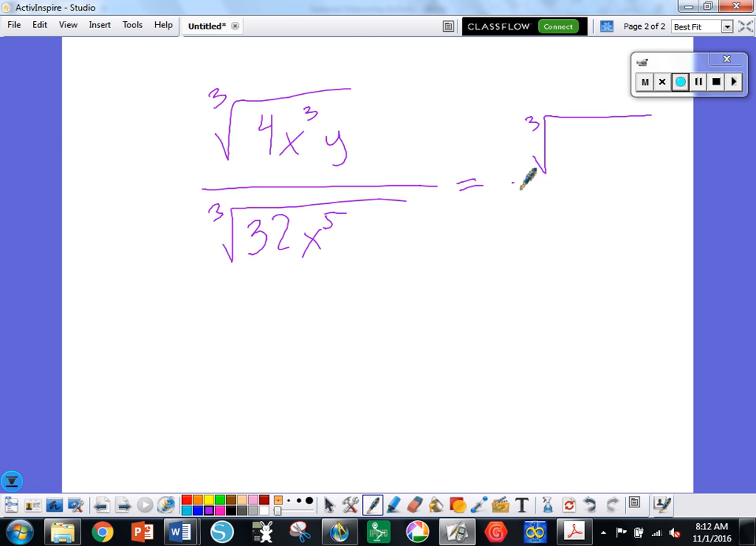So this becomes the cube root. 4 and 32 both share 4, so that's a 1 on top and an 8 down here now, correct? Everybody there with me? How about the x's? Can they reduce? I got x cubed on top, x to the 5th on the bottom. Remember, like bases, we subtract. So there's going to be x squared, and is that upstairs or downstairs? Downstairs.